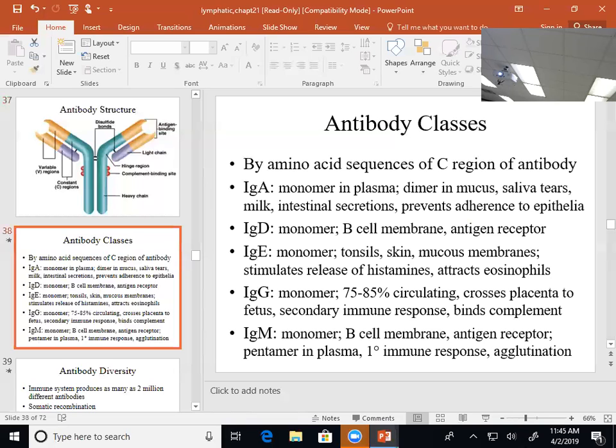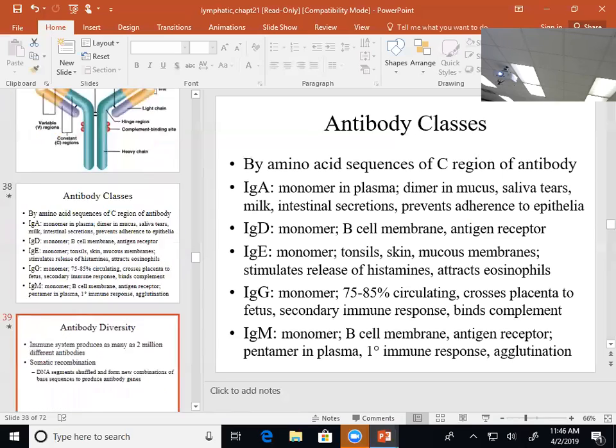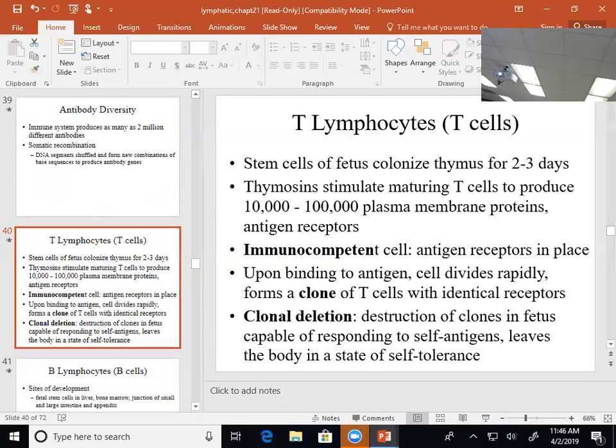IgD I do not ask you about, because I told you that the inactive cells become active, and this plays a role in that. So I don't think you'll ever be asked that or get a titer for it. Anyway, so how do you feel about those?